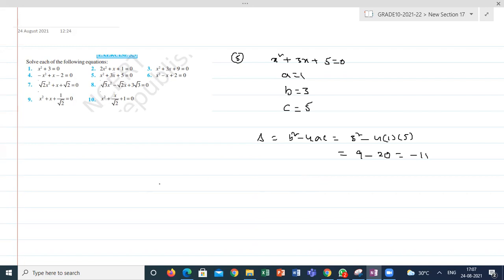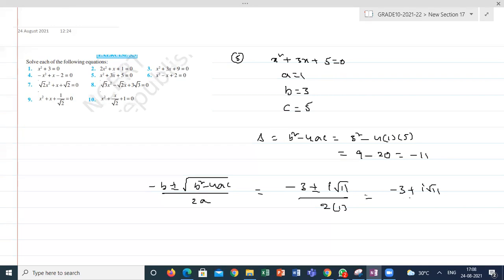Now if I use the roots formula, minus b plus or minus square root of b square minus 4ac by 2a, what am I getting? Minus 3 plus or minus i root 11 divided by 2a. So this answer is minus 3 plus i root 11 by 2, minus 3 minus i root 11 by 2. These are the two options we have. Is it clear? Yes, sir. Please solve the sixth question and let me know what your answer is.